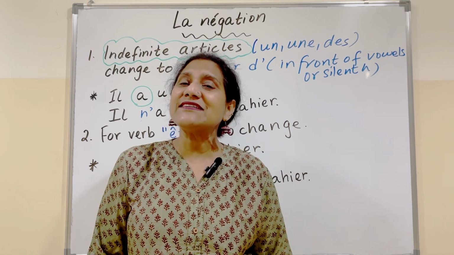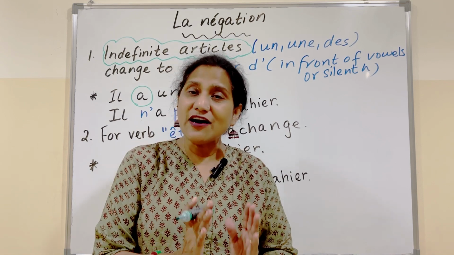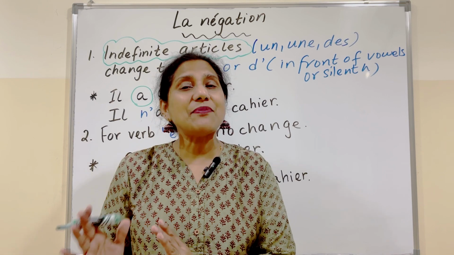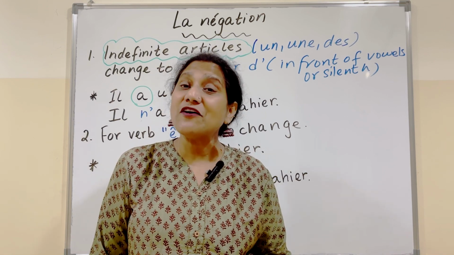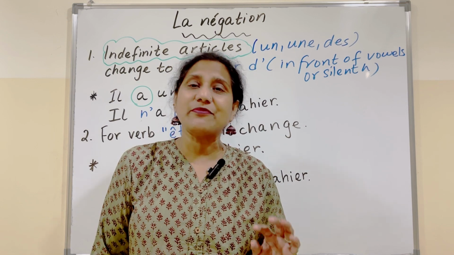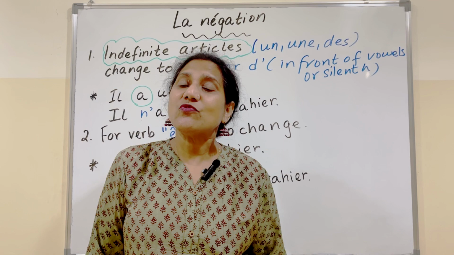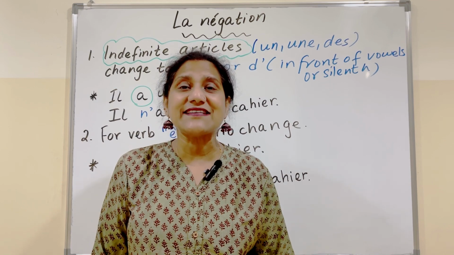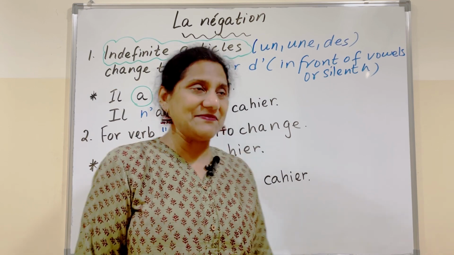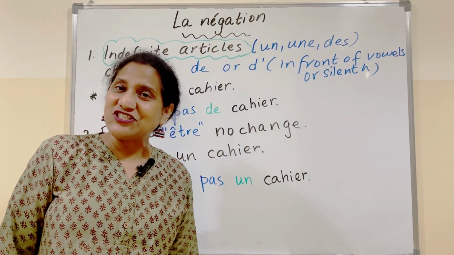To make a sentence negative in French, we learned that we need to put ne before the verb and pas after the verb. But if the verb begins with a vowel, we need to use an apostrophe before the verb and pas after the verb. Now today we are going to learn what to do when in the sentence there is an indefinite article. So here we go. What are indefinite articles in French?